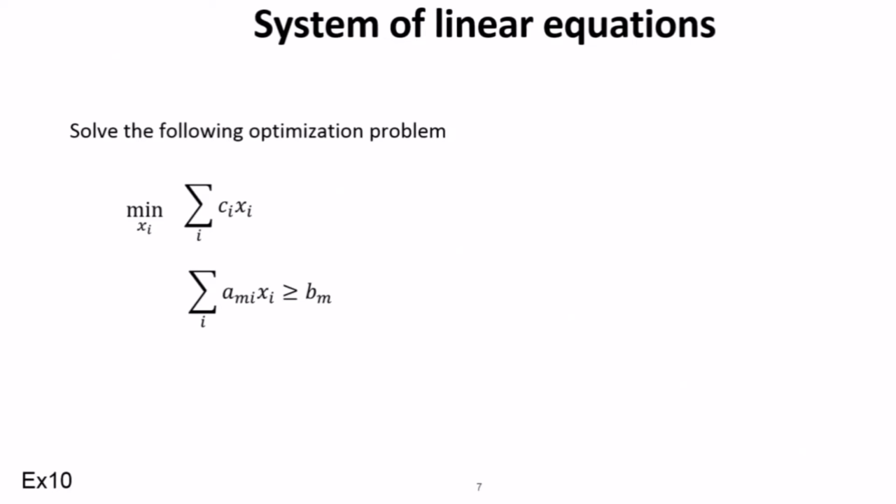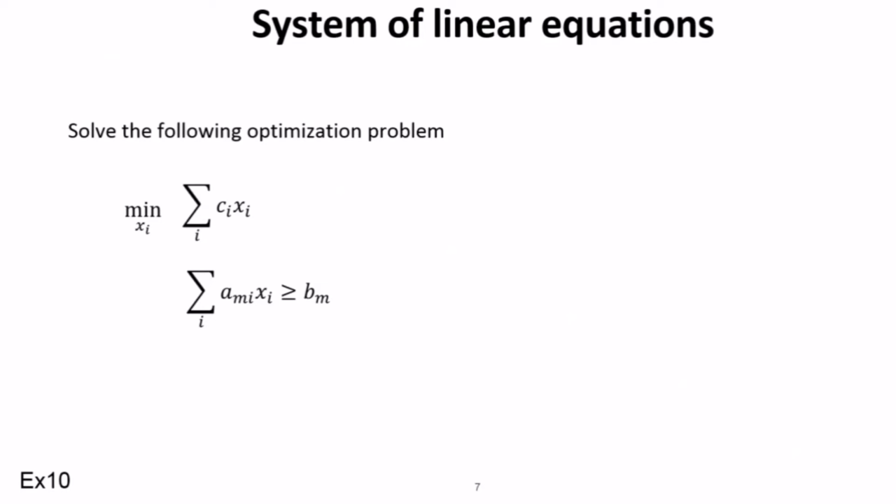For example, we want to solve a set of general kind of linear programming approach. Suppose we have an objective function which is the summation over i of ci multiplied by xi, subject to summation of a_mi multiplied by xi greater than or equal to b_m, and we have m constraints and i decision variables.